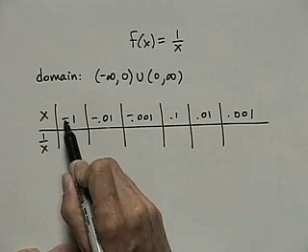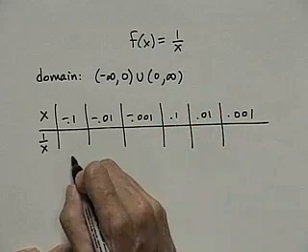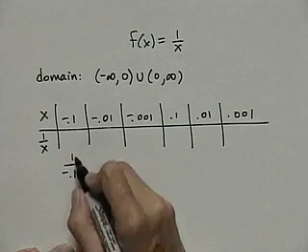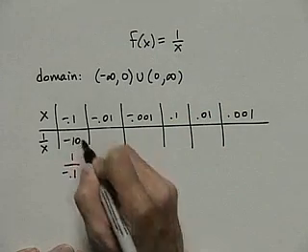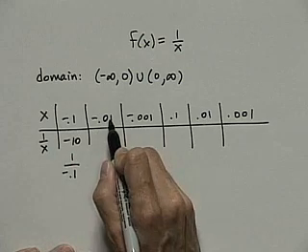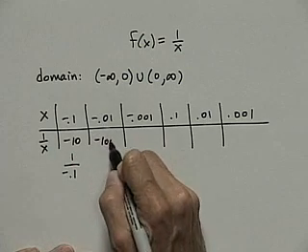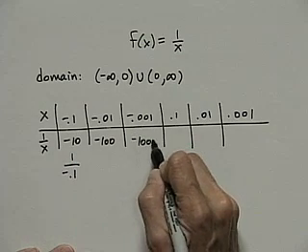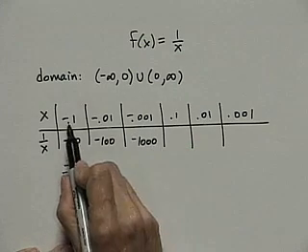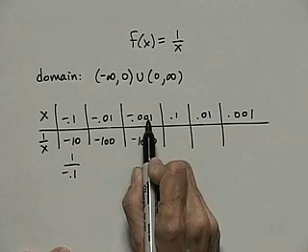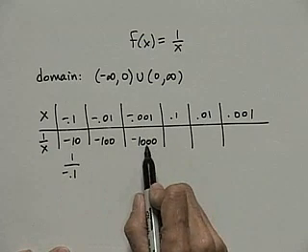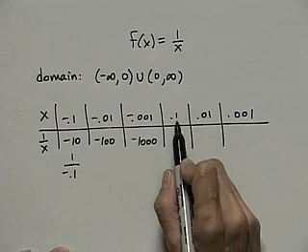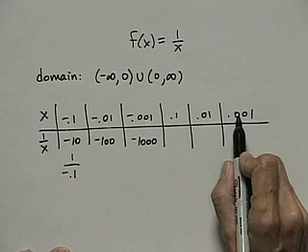Taking the first value and substituting it for x, I consider what is 1 over negative 0.1, and that value is negative 10. 1 over negative 0.01 is negative 100. 1 over negative 0.001 is negative 1,000. As x gets close to 0 from the negative side, we see that the function gets very small, a large negative number. Let's see what happens as we approach 0 from the positive side.